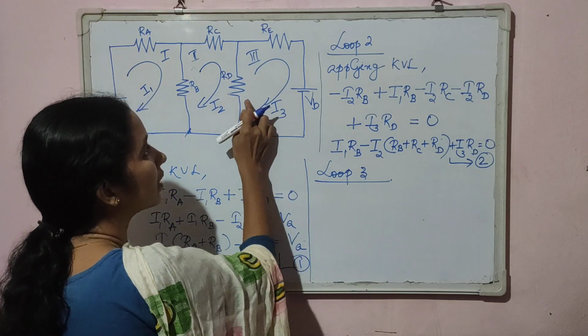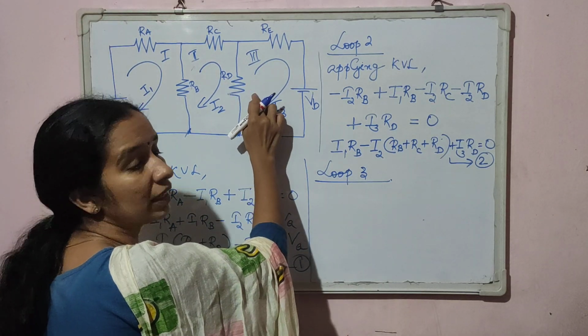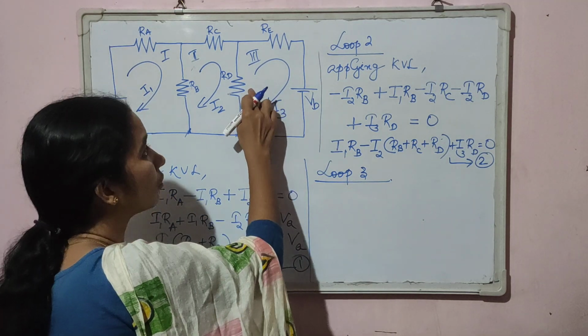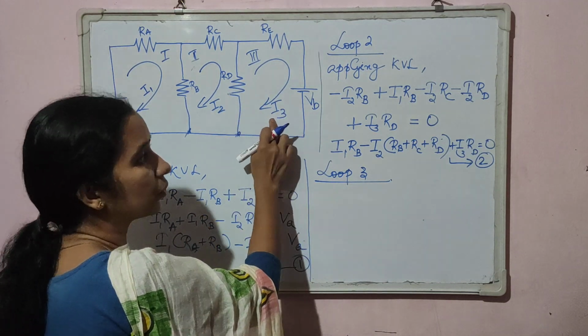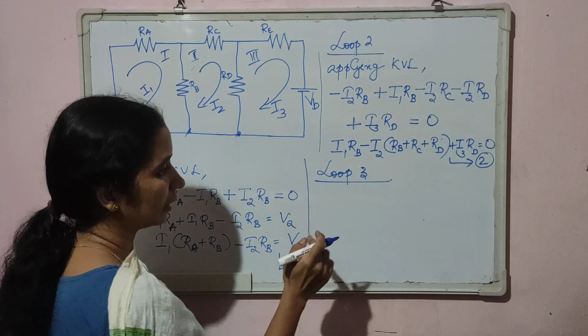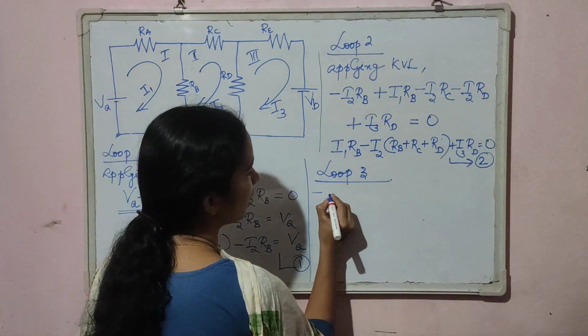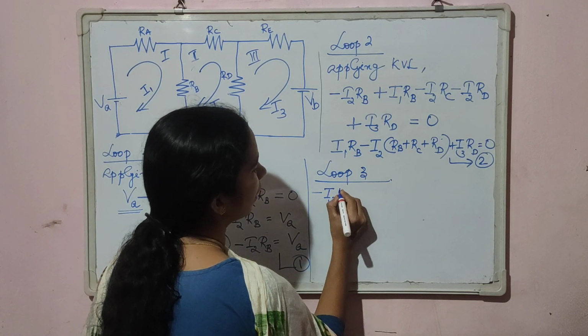So I am moving in this direction through resistor RD. So current I3 is also flowing in the same direction. So voltage drop across RD due to I3 will be negative, and that will be minus I3 into RD.